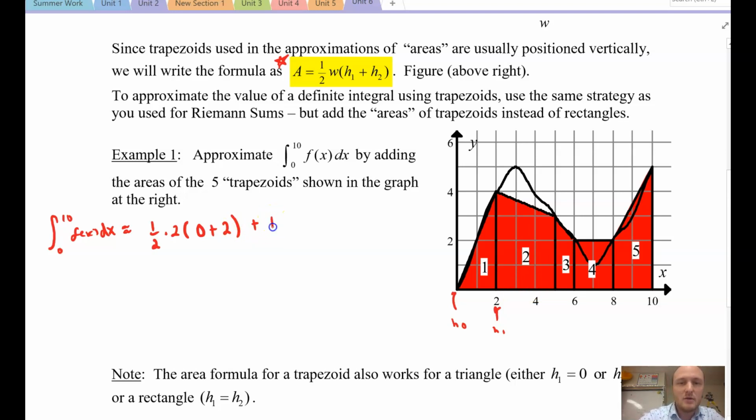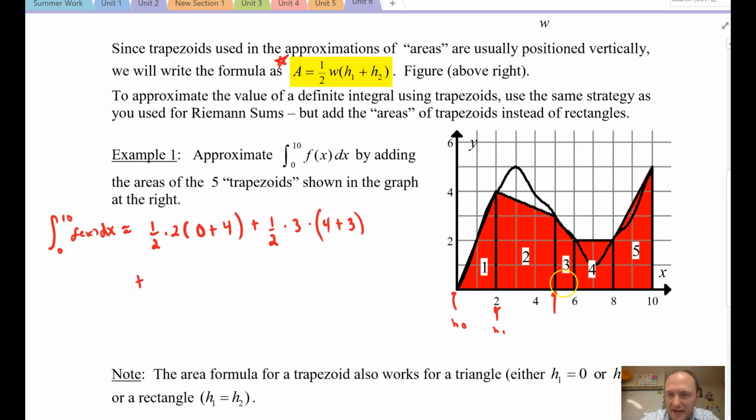I'm again going to take 1/2, and I'm going to multiply by the width, which in this case goes from 2 to 5, so that width would be 3, times again the average of these two heights. So it's h1, which is 2, plus this height here, which is 3. I made a mistake too. h1 is not 2, that's the x value. The h2 is 4. Pardon me. I'm going to change it here, and I'll change it here. So 4.